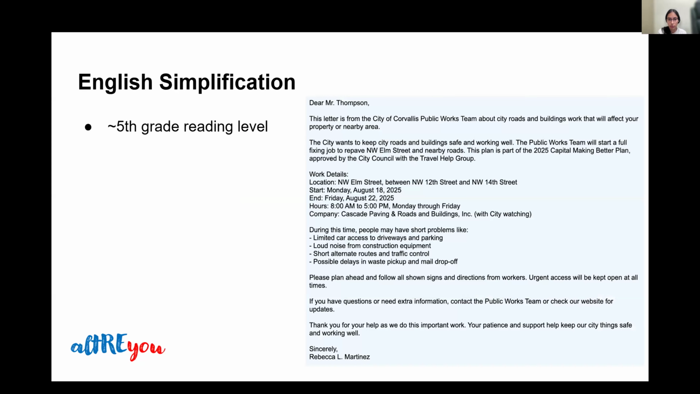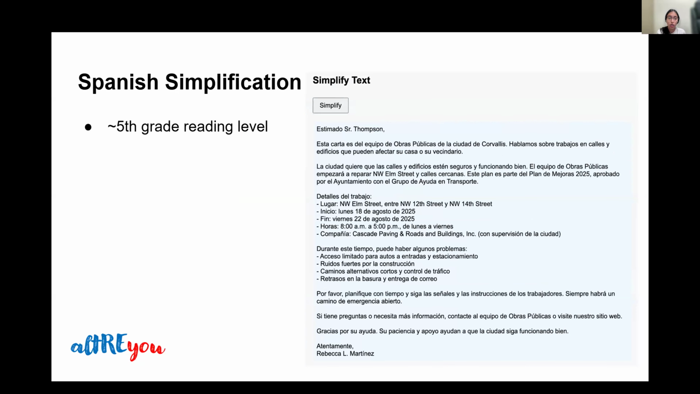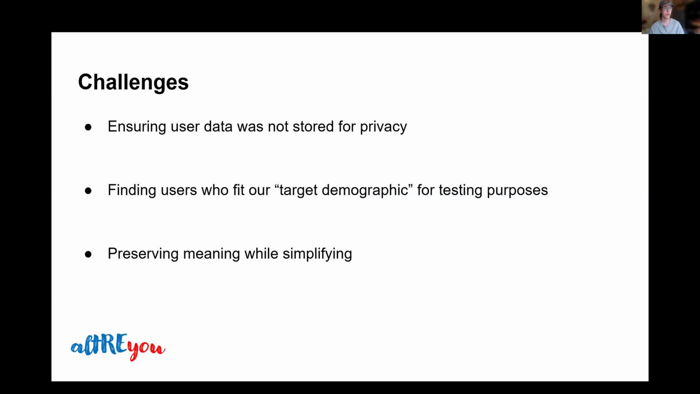So here you can see the example, the word correspondence. And then here's an example of the city notice mentioned earlier after simplification. You can see that complex words like the word correspondence went to letter, and the average grade level score when calculated on this went down from a college reading level to a fifth grade level. So we also provided a Spanish translation of the simplified text, making the tool accessible to non-English speakers. For this Spanish translation, it also went down from the initial college level rating to a fifth grade level reading.